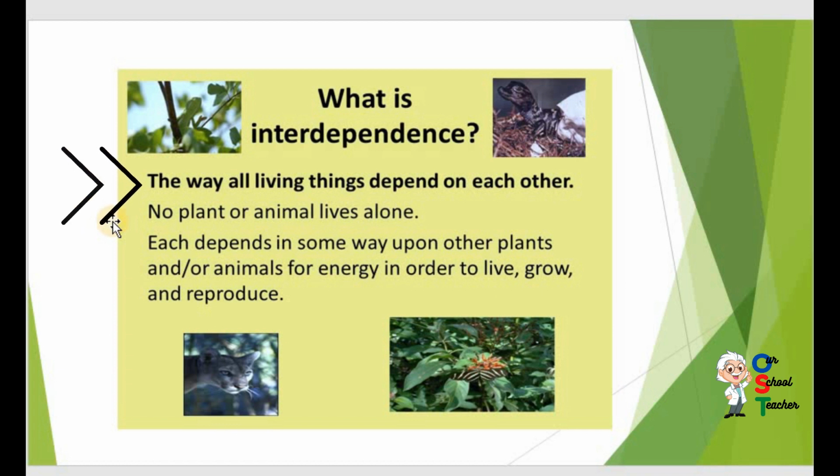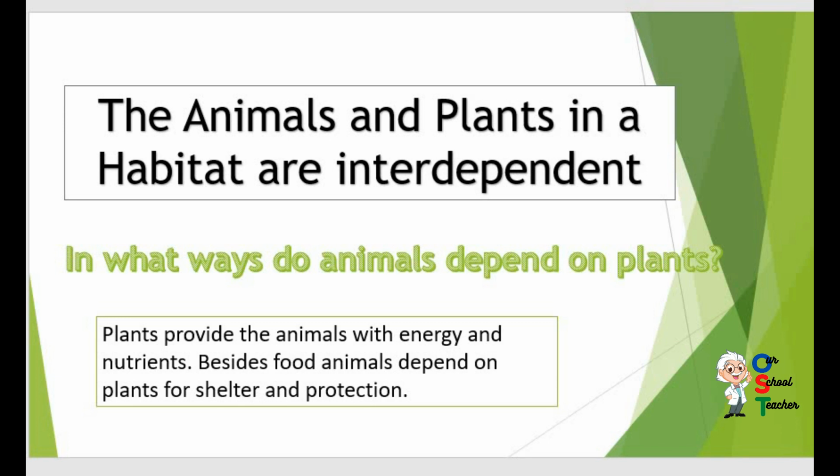For example, we need plants for food, for oxygen, and plants need animals for pollination and other ways. So we are interdependent. We depend on each other for our requirements. The animals and plants in a habitat are interdependent.